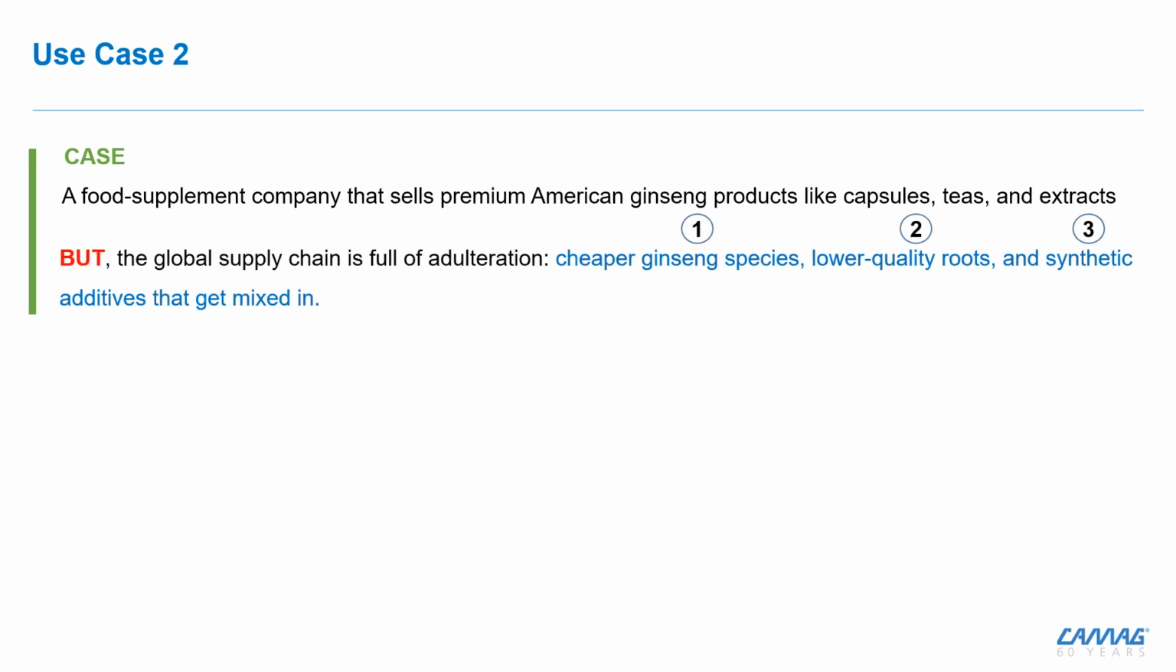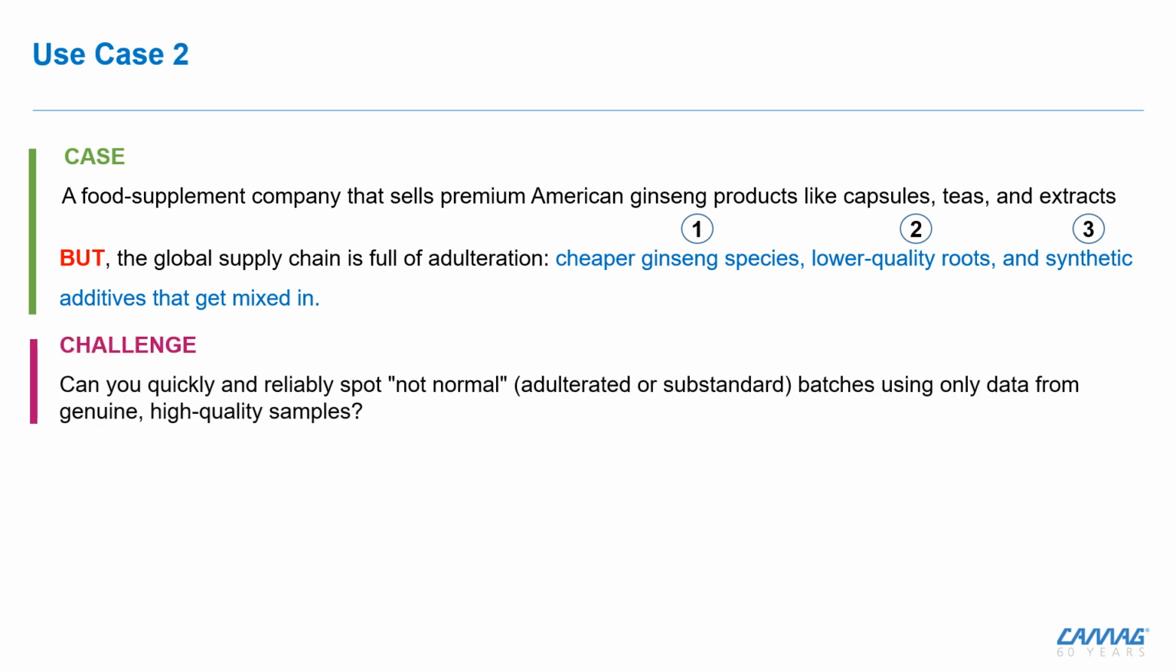However, the global supply chain is full of adulteration like cheaper ginseng species, lower quality roots, and synthetic additives that get mixed in. Here comes a critical question from the quality control manager or the raw material analyst. Can we reliably detect not normal batches, like adulterated or substandard, using only data from our high-quality reference samples?